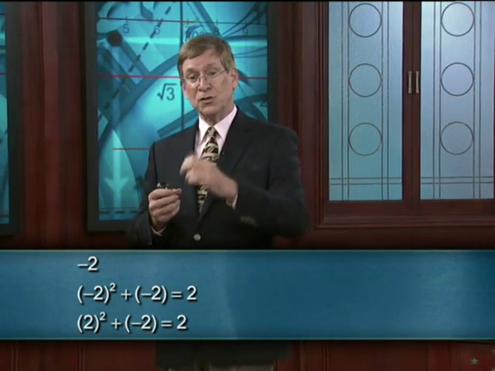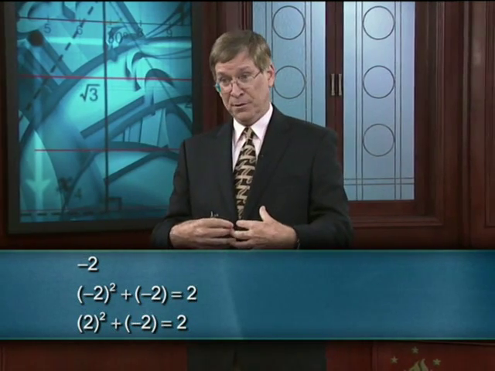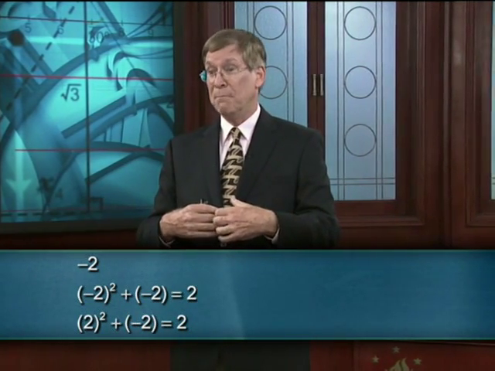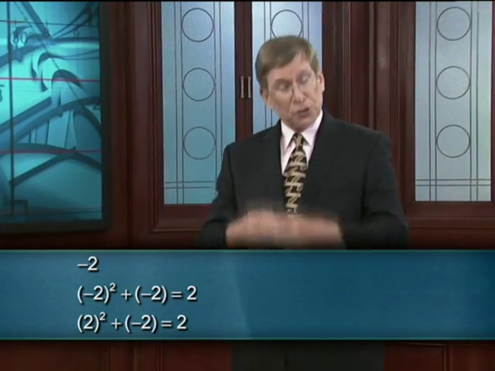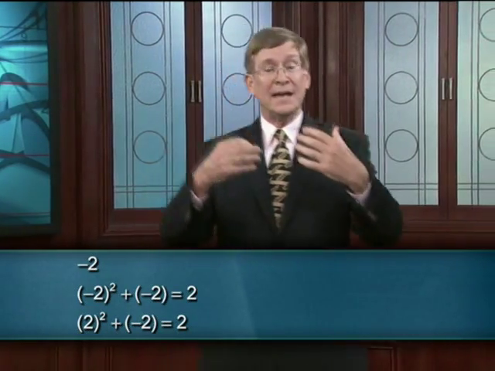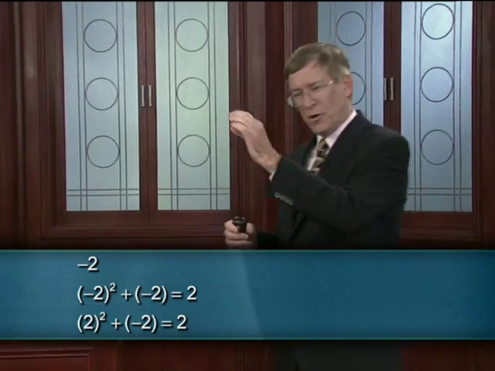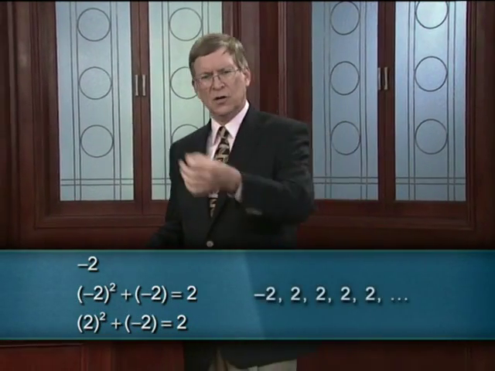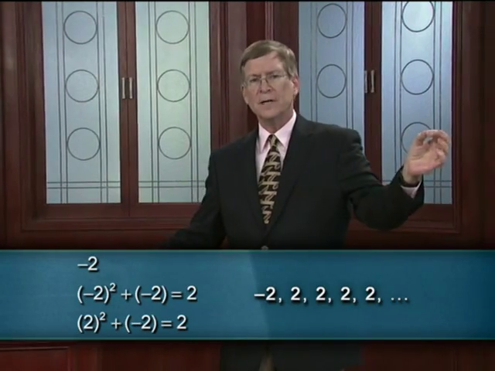That's 4 minus 2, or 2. I then square that number and add to it minus 2. So I get 2 squared minus 2, or 2. Whoa, that's the same number as before. I do it again and I get 2. This sequence is kind of dull. It goes minus 2, 2, 2, 2, 2, 2 forever. It's bounded.